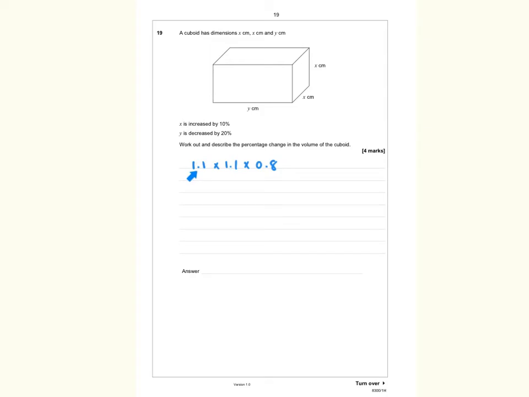So here you can say 11 over 10, 11 over 10. You can use 8 over 10, or you can use 4 over 5. Okay, so use fractions, multiply them, and then change that back to a percentage, and then work out whether or not it's a percentage increase or a decrease. So you would have to say it's an increase by a certain percentage or a decrease by a certain percentage.